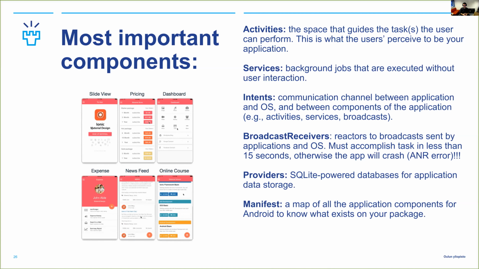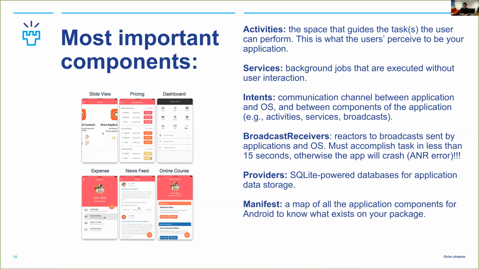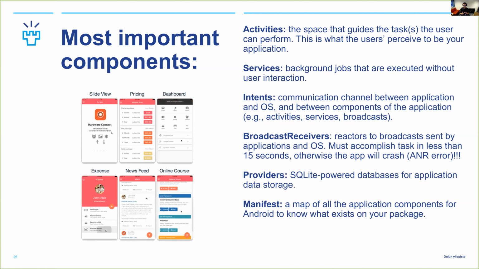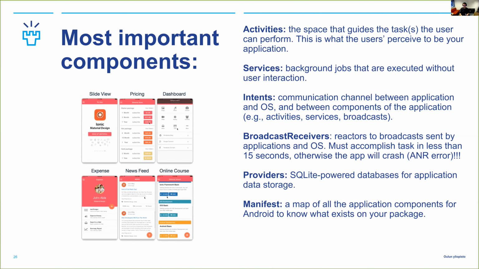A service is a background job. So basically these are things that can happen behind the scenes, things like going online, retrieving the latest content, and bringing that into your app, for example.